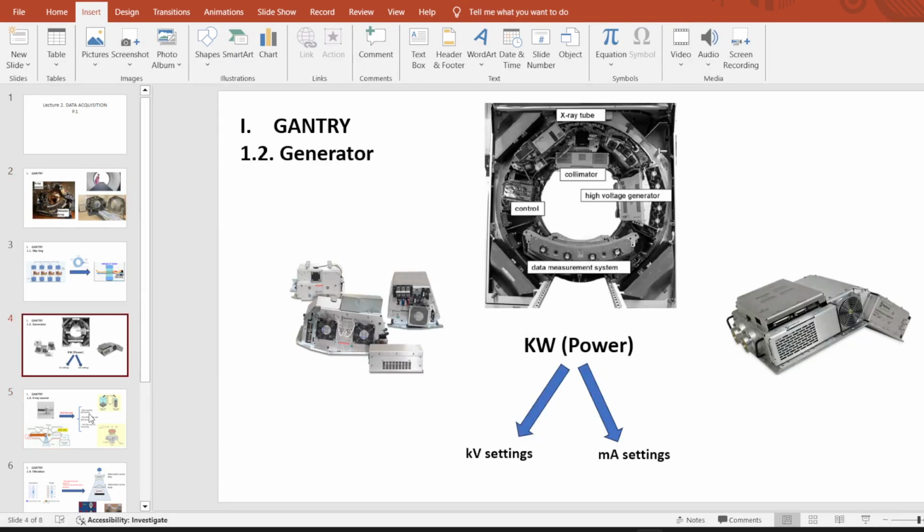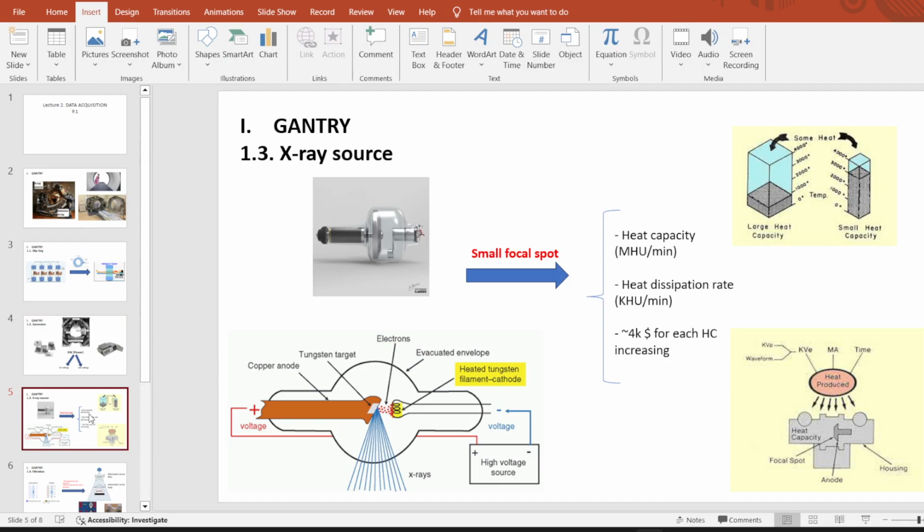So that's the generator. Let's go to the X-ray source. What is the X-ray source, my friend? The X-ray source is the thing that creates X-rays. And what is the thing that creates X-rays? You're right, my friend. It's an X-ray tube.